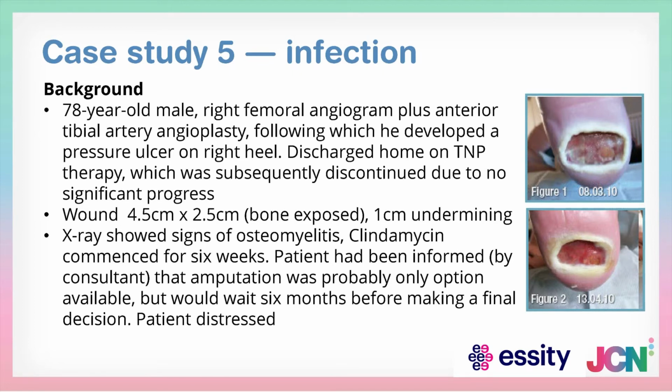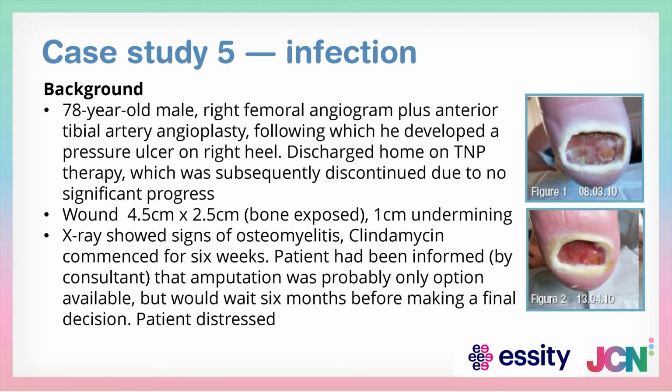He was discharged home with topical negative pressure wound therapy, which was subsequently discontinued as there was no progress in the wound. The wound dimensions were 4.5 centimetres by 2.5, bone was exposed and there was a 1 centimetre undermining. A simple X-ray, which is indicated for osteomyelitis in diabetic foot ulceration, did actually show signs of osteomyelitis in this case.